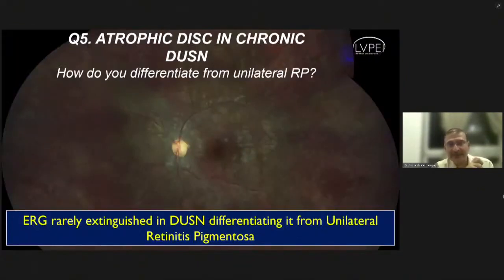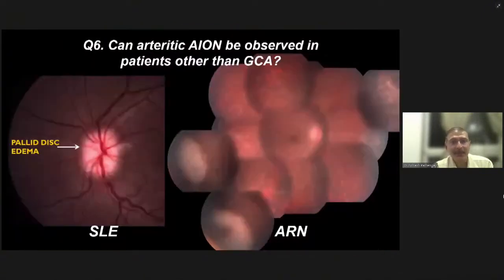So the fifth question is about a rare entity, and this should be in people's minds, especially when one gets to see a patient with a unilateral retinitis pigmentosa-like picture. It's very rare to see unilateral retinitis pigmentosa, but if you get to see one, do not forget to rule out this disease, DUSN, diffuse unilateral subacute neuroretinitis. And one easy way to differentiate between DUSN and unilateral retinitis pigmentosa is the electroretinogram. Full field ERG is rarely extinguished in DUSN compared to patients with unilateral retinitis pigmentosa.